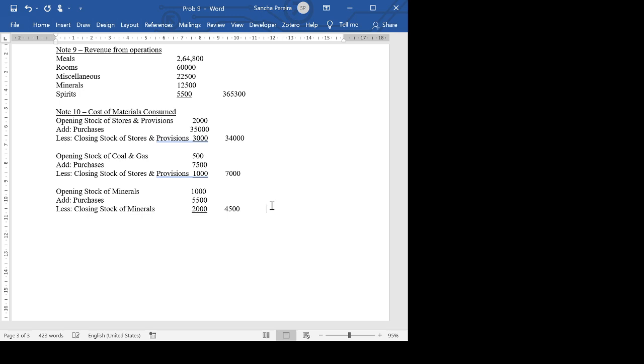Okay. So this is going to give me the cost of materials consumed, the total. So that will be 34 plus 7, 41. 41 plus 4.5 will be 45,500. Is this understood? Does anyone have any questions with regard to this?